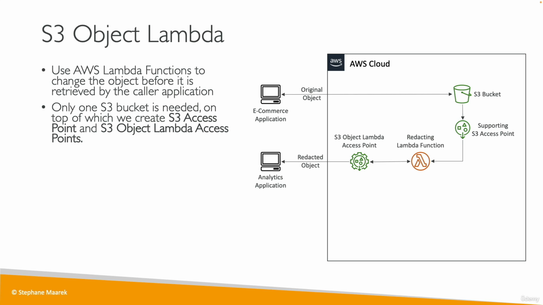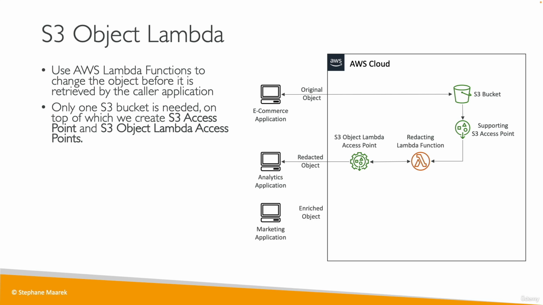So to summarize, the analytics application accesses our S3 Object Lambda access point, which invokes our Lambda function. Our Lambda function is going to retrieve the data from the S3 bucket and run some code to redact the data. And therefore, the analytics application is obtaining a redacted object from the very same S3 bucket as the e-commerce application.